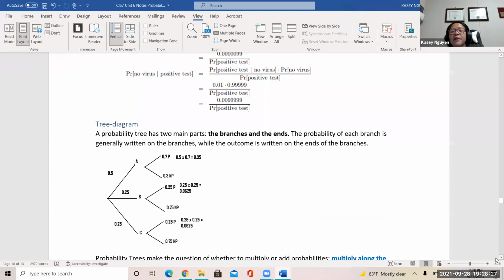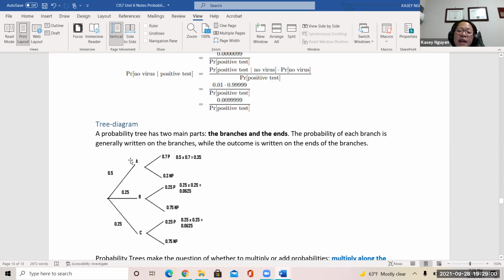In the tree diagram, you would have two main parts. You have the branches and the ends. You always want to start with the probability stating on each of the branches. So in this example, I have A, B, and C. A is 0.5, B is 0.25, and C is 0.25. And they all add up to 1, right? If you add them up, they're equal to 1.